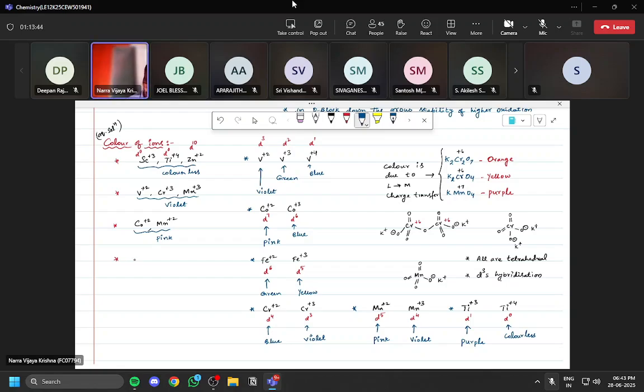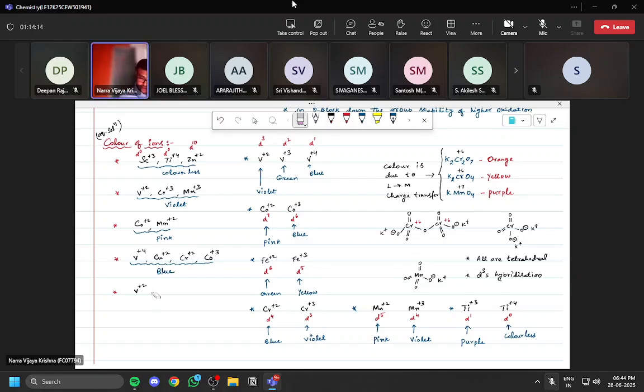Vanadium +4, blue color. Vanadium +4, copper +2, chromium +2, cobalt also. All these show blue color. Next. Vanadium +2. Violet, violet already written.